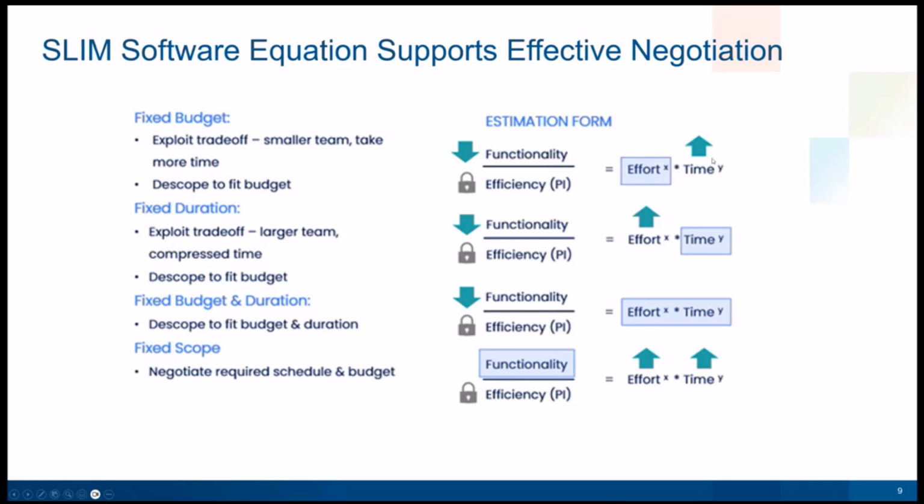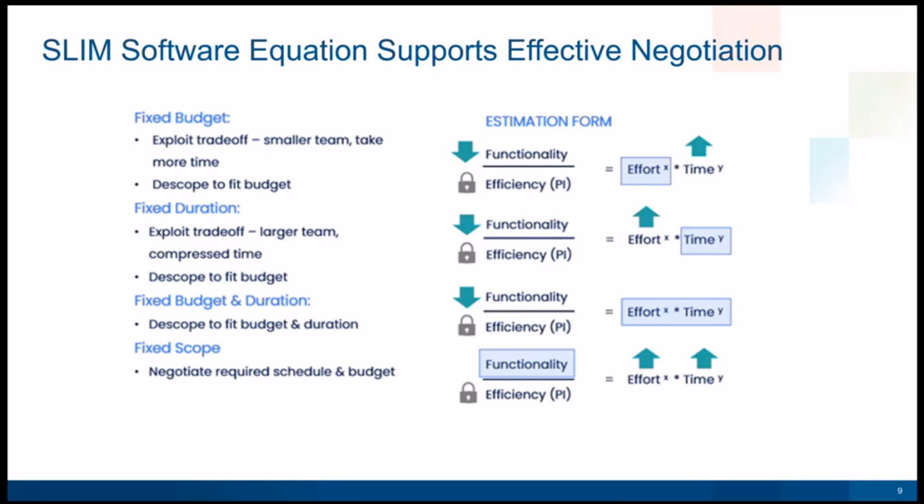So I've got a little up arrow next to the time, which is saying we could take more time and exploit that trade-off relationship and use a smaller team to bring the cost down. Or I could reduce the functionality in a similar way. Less scope will obviously bring our effort and our time down. Or it might be a combination of both of those things. Take a little bit more time, maybe prioritize the functionality and put low priority stuff in a second release. But those are the levers that are available to us to figure out a solution in that fixed budget scenario.